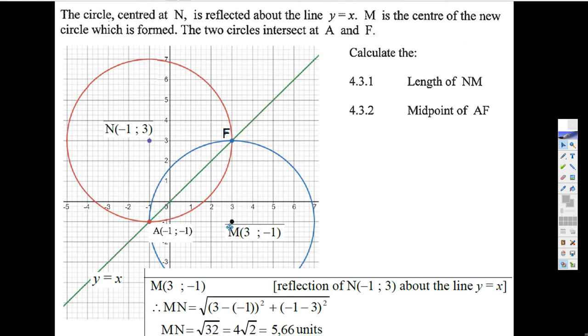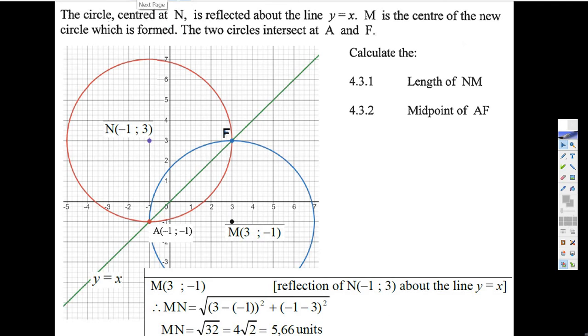Well, the first question is pretty straightforward because it just says find the distance NM. So you just put it in the distance formula. You go minus 1 minus 3, or 3 minus minus 1, and minus 1 minus 3. You're going to get 4 squared and 4 squared, and you add it together, take the square root. It's the square root of 32, 4 root 2, it's 5,66 units. So there's the length.